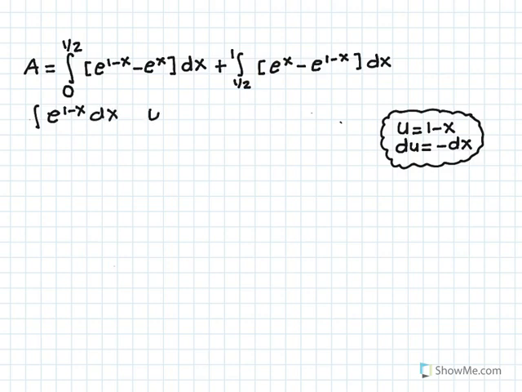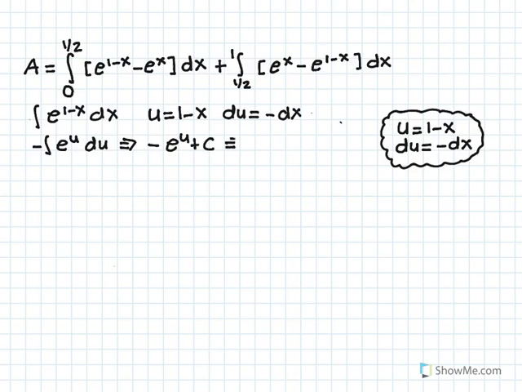We're going to let u be the exponent, which is the inside of the exponential function. U is equal to 1 minus x. Differentiate both sides. We get du is equal to minus dx. So we get integral e to the u, and dx is minus du. I'll put the minus outside. We get minus integral of e to the u, which is itself e to the u plus c. Now put u back in. We get minus e to the 1 minus x plus c.